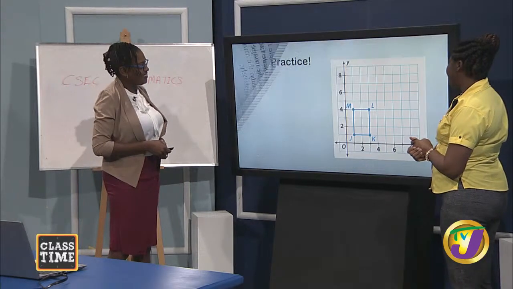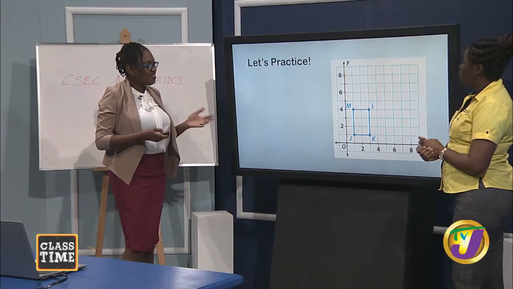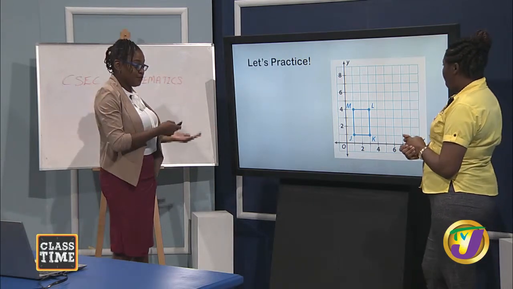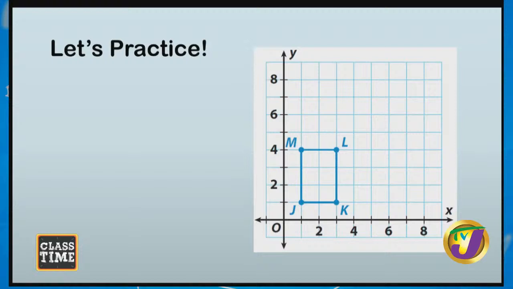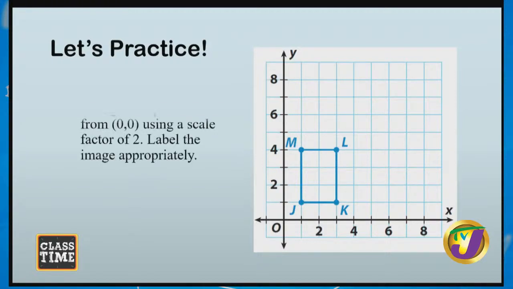Me too. All right, so our second example, just like the first, but for this one we're using a quadrilateral. So we have more points to enlarge. So here we have our instructions. Again, we are enlarging from the center, which is 0, 0. And the scale factor in this case is going to be 2.